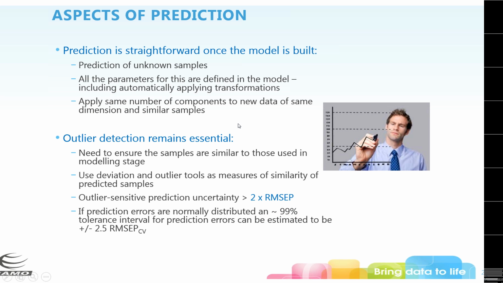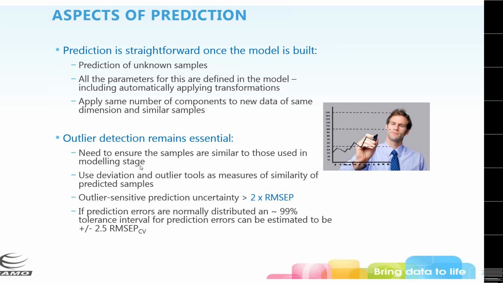In the Unscrambler, the prediction is very straightforward once the model's built. All the parameters are defined within the model. Like I said, it automatically applies your transformations, the same number of components, the same dimension. It'll also give you some statistics about how similar your new samples are to your original calibration samples, so you can determine whether you trust that prediction or not.